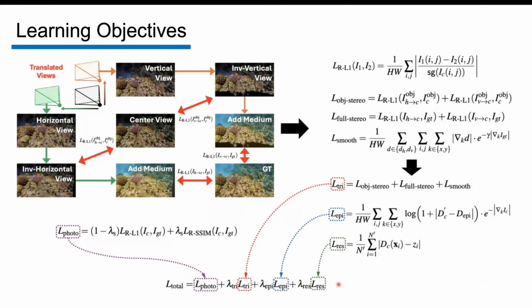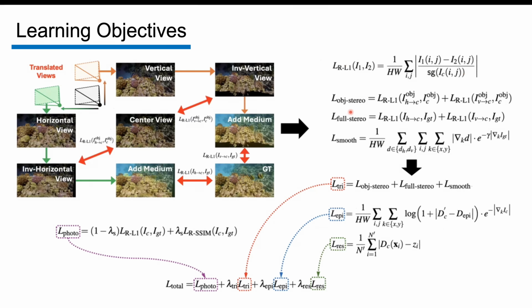The learning objective consists of the standard photometric loss used in 3D Gaussian splatting, combined with our proposed trinocular view consistency loss, epipolar depth regularization loss, and depth residual loss. Each consistency loss is implemented using a regularized L1 formulation.